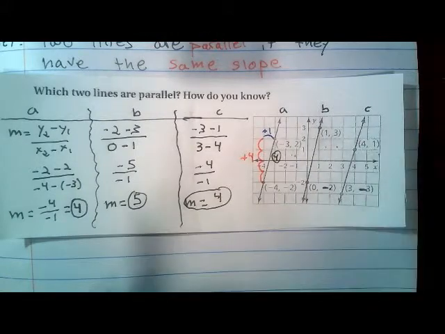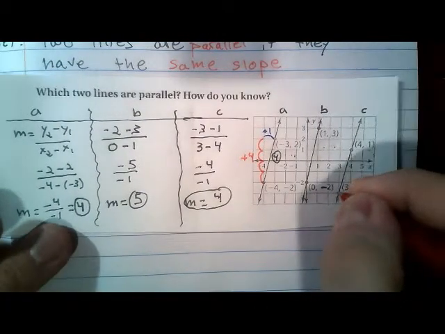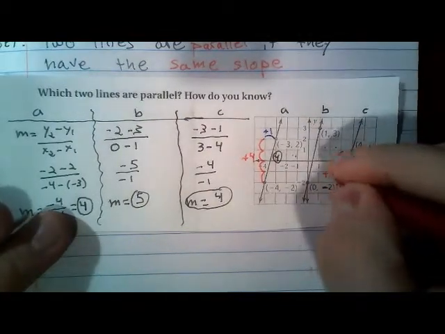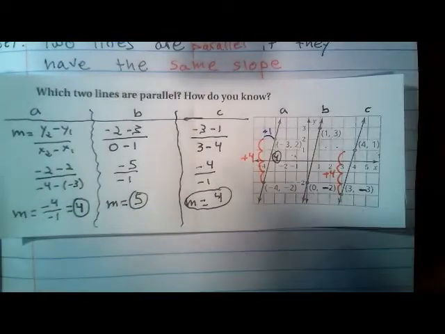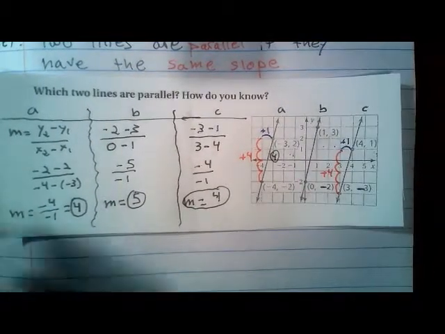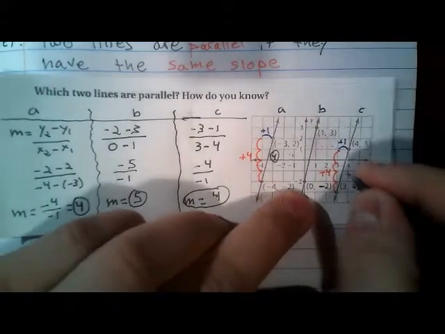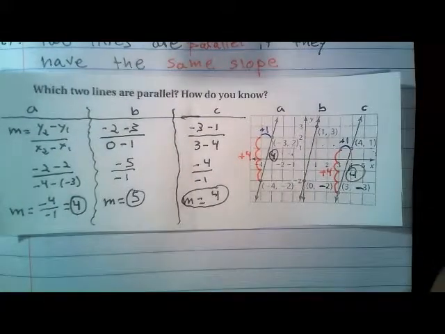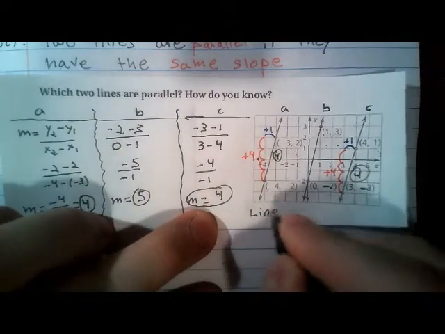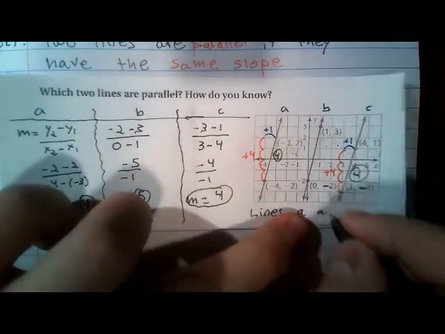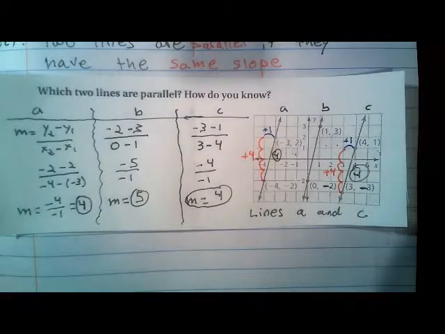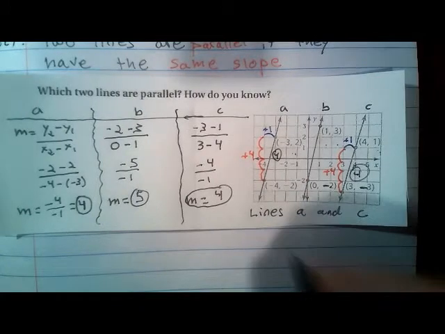So when you do this one, it goes up 1, 2, 3, 4, just like we predicted, and the run is a positive 1, which means that the slope of line C is also 4. Okay. So the answer to this whole problem is lines A and C. Okay. And how do we know? They have the same slope.